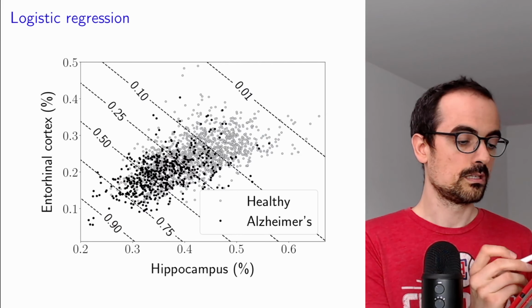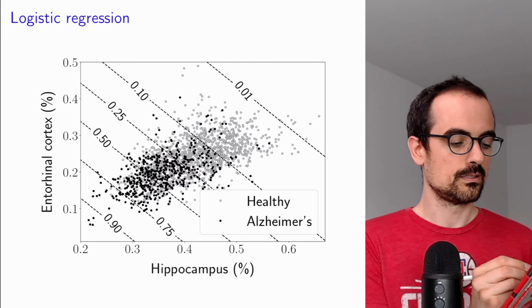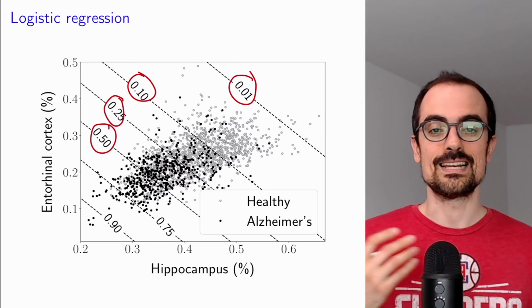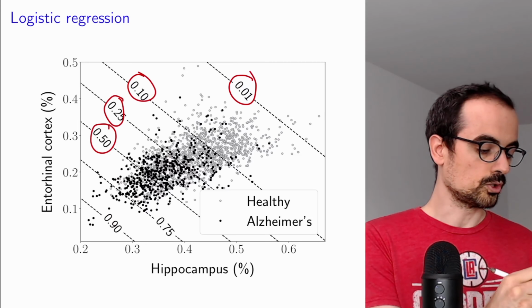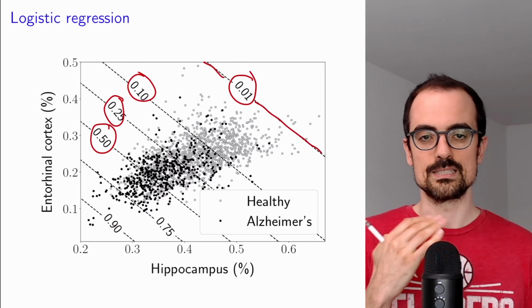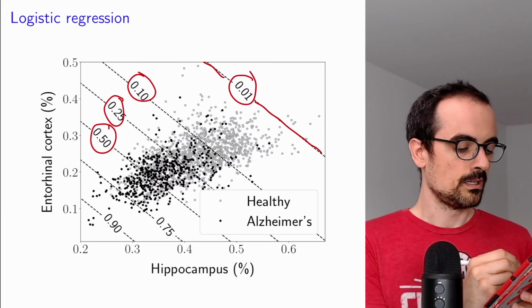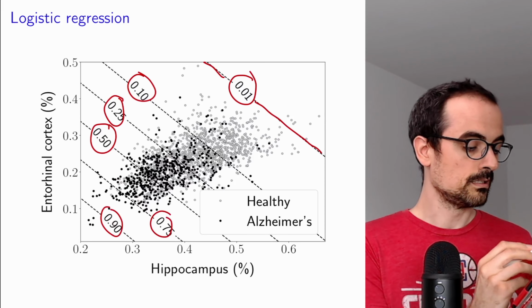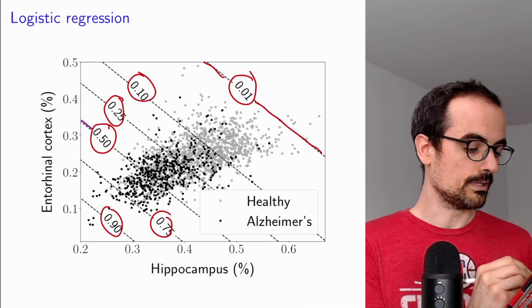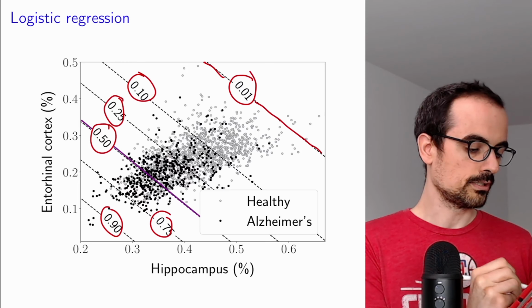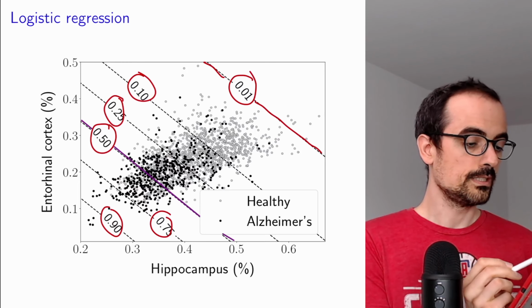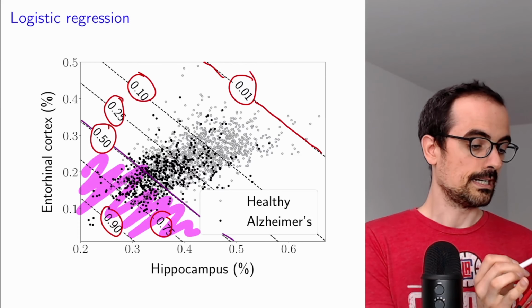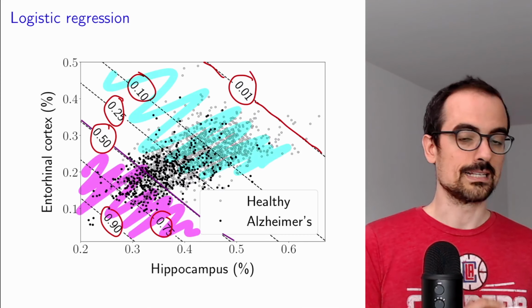So in this case, the points at which the probabilities are 1% are here, 10%, 25%, 50%. This is a linear classifier, so that's why these contour lines of estimated probabilities, where the estimated probability is constant, are lines. 75%, 90%. If we set the threshold at 0.5 to decide whether someone is diagnosed with Alzheimer's or not, then these people here are diagnosed as having Alzheimer's, and these people here are diagnosed as being healthy.